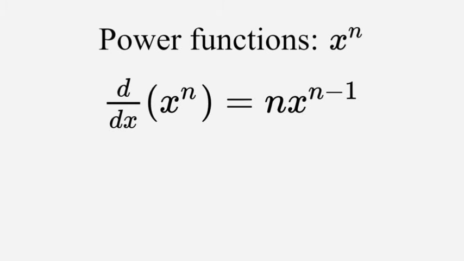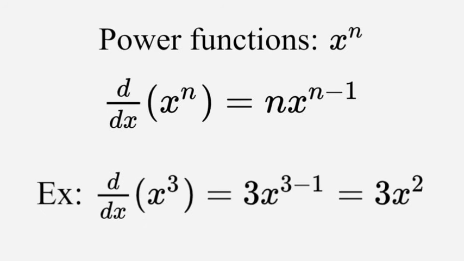Now the rule for this one is that if you have any power function x to the n, its derivative is n times x to the n minus 1. So you take the exponent, you bring it down in front, and then you subtract 1 from the exponent. As an example, if I were to take the derivative of x cubed, that's a power function with an exponent of 3. And so I bring the 3 down in front, and then I subtract 1 from the exponent, and so I get 3x squared. Now this derivative rule is often referred to as the power rule.